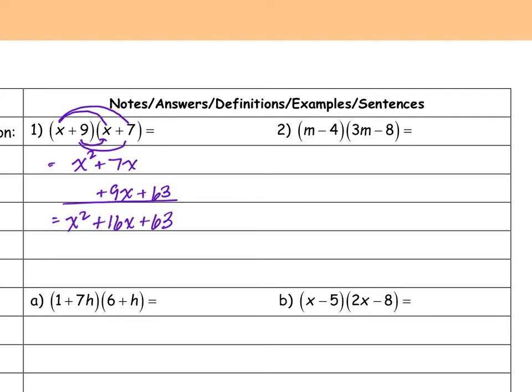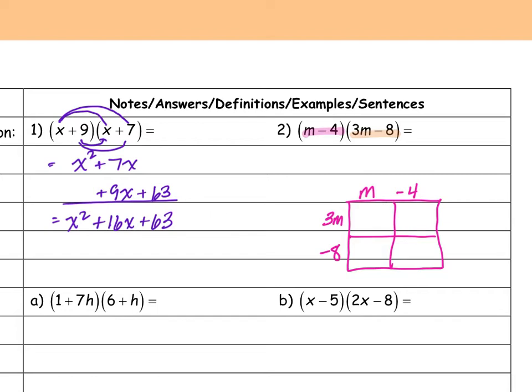So I'm going to draw a multiplication table, right? It's just a square. And because I have 2 terms in each of my parentheses, it's going to be a 2 by 2. So I've got m minus 4 and 3m minus 8. Do you see my 2 by 2? I've got m minus 4 there and 3m minus 8. So one goes horizontally and one goes vertically. And now I'm just going to do the multiplication table, right? You guys know how a multiplication table works, right?